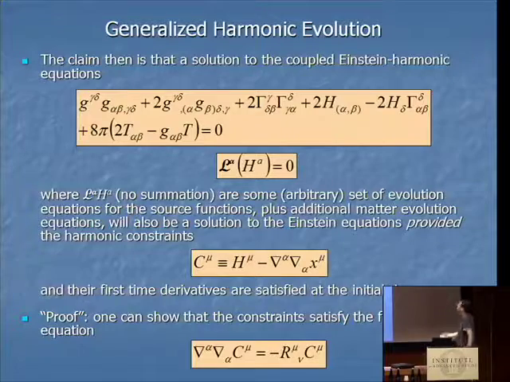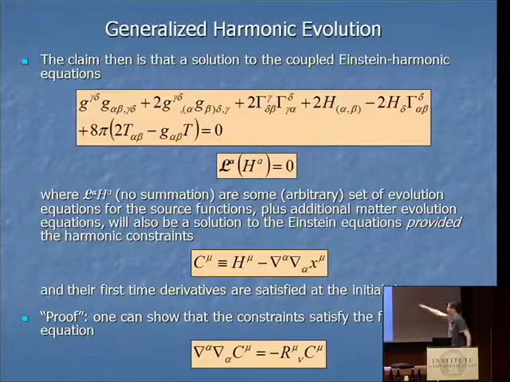So if we choose initial conditions in the metric such that C is equal to 0 and such that its first time derivative is 0, and we choose boundary conditions that are consistent with that, then an analytic property of these equations is that the constraints will be satisfied for all time. In some sense, here's the proof of it.